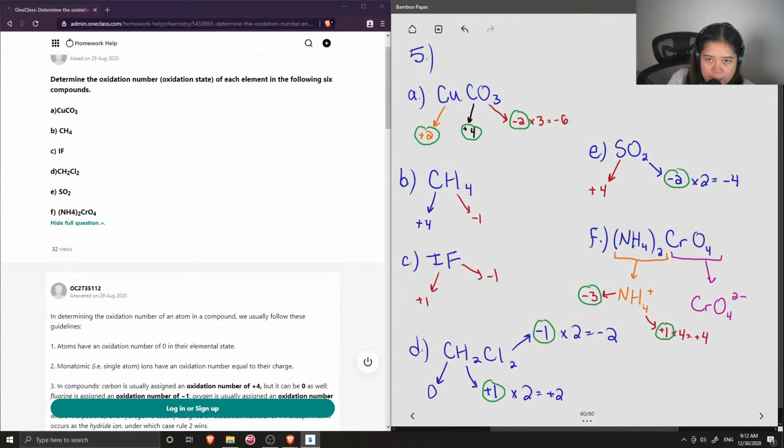Okay, so now let's do the same thing for the chromate. Oxygen typically has an oxidation number of -2. So I'm going to circle that in green. But there are 4 oxygen atoms, so let's multiply this by 4, and it gives off an overall -8 charge. So if we want our chromate ion to have an overall -2 charge, then that means that the chromium should have an oxidation state of +6.